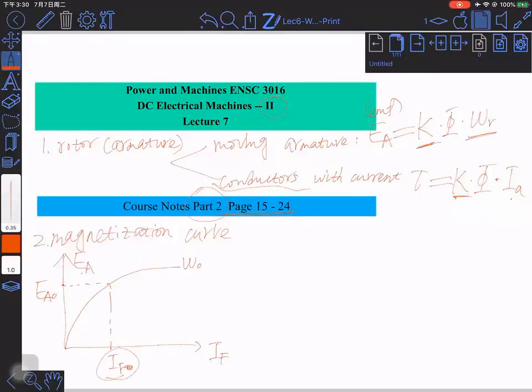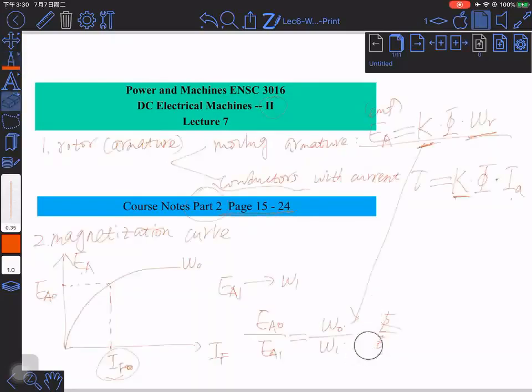Now, if we want to figure out the electromotive force at another speed, for example speed 1, we can simply use the proportional relationship where EA0 over EA1 is equivalent to omega 0 over omega 1. Why? Because the full version of this equation is K phi omega 0 over K phi omega 1. So K phi cancels, and that's what we have, the proportional relationship between the speed and the developed electromotive force. This is the second point.